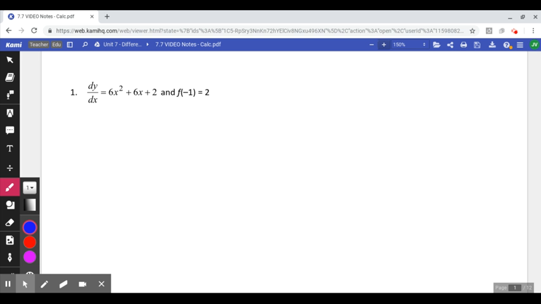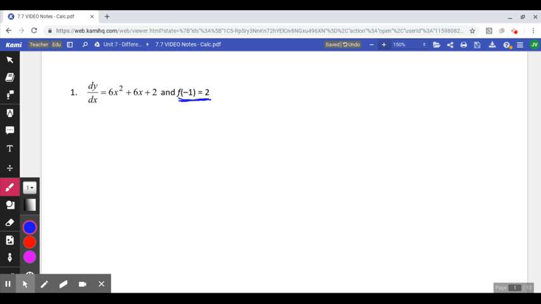In example 1, we want to find the particular solution to this differential equation, and that particular solution needs to also match up with this initial condition right here. So when x is -1, the output, or y, has to be 2. This is very, very similar to the previous lesson, 7.6, except we're going to carry it a little bit further. So if you haven't checked out the stuff from 7.6, please do that now.